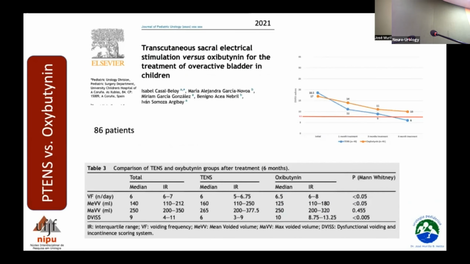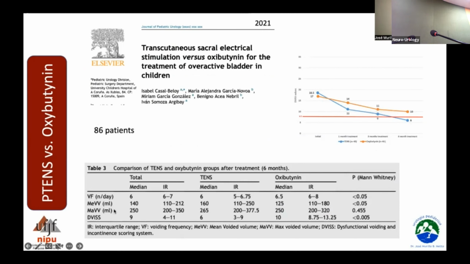And this is a study from Spain. They also compare TENS with oxybutynin. This is a newer study from 2021. And they showed a better result with the group that they used TENS, the blue one in the graphic, when comparing to those using oxybutynin.